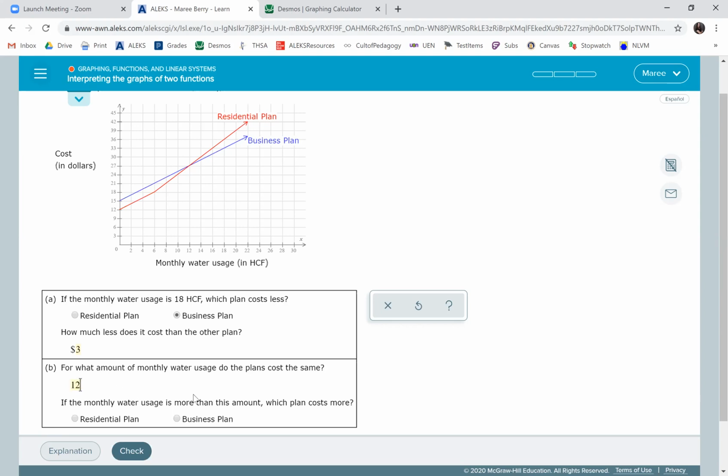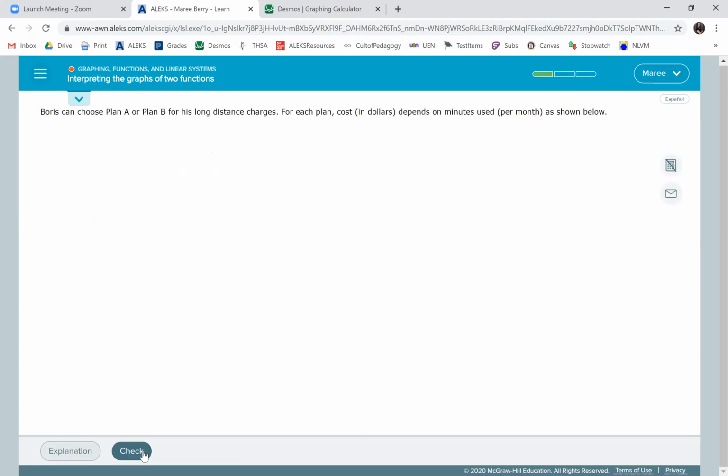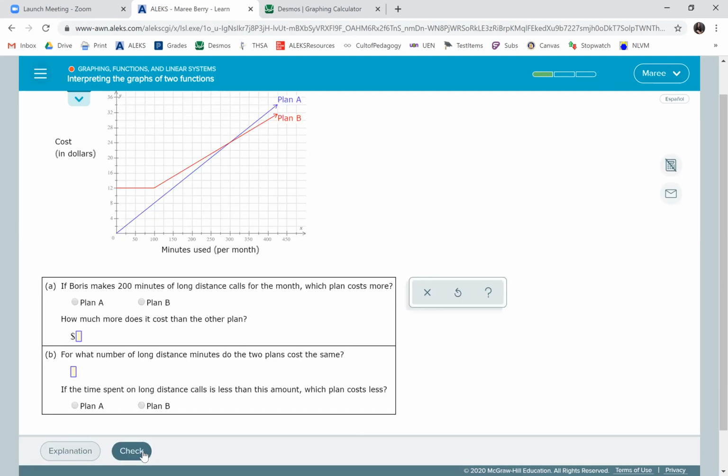If the monthly water usage is more than this amount, which plan costs more? So we're going to come to the right. So it's the more usage than 12. Which one costs more is the one that's above. So that's the residential plan. So I think key is looking at the labels to help you be able to read the graph correctly. So Boris makes 200 minutes.